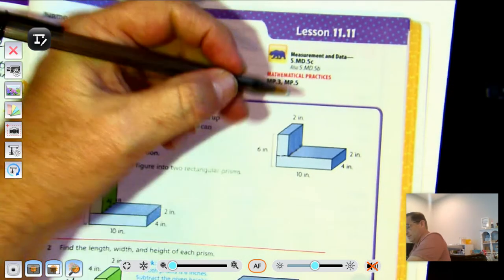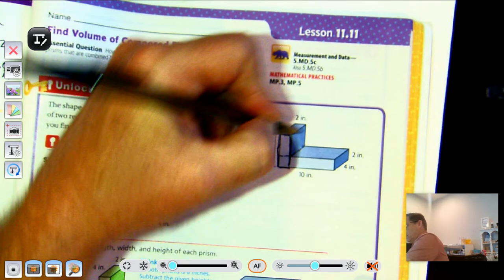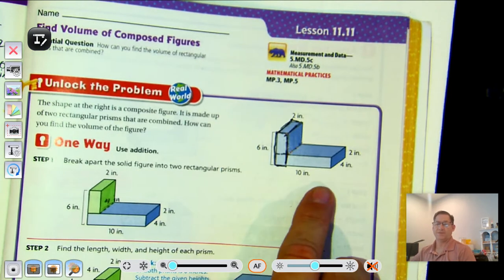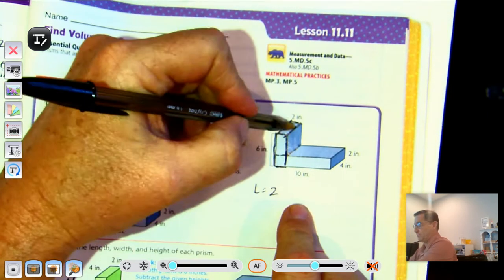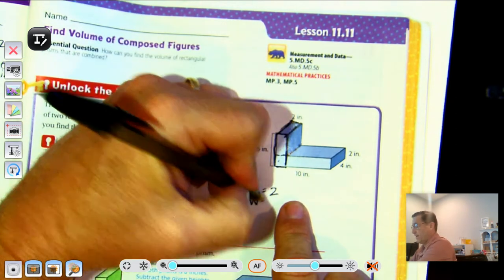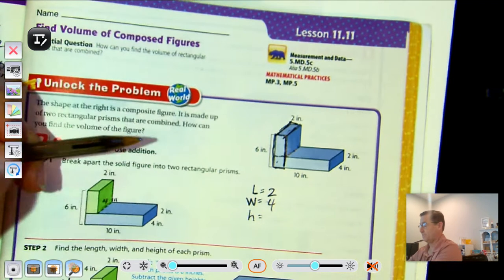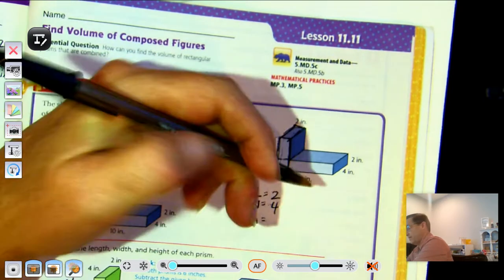Well, the only other way really is to make it a long rectangular prism and this one a little shorter. So if that was the case, then what's the length of this one? It's still 2. Okay, we're looking at this one. The length is still 2. The width is still 4. The height's going to be different though. Now the height is 6 because we have the whole thing.